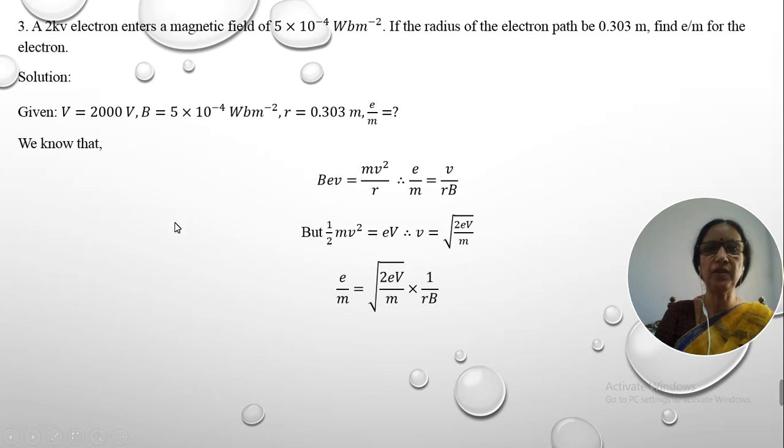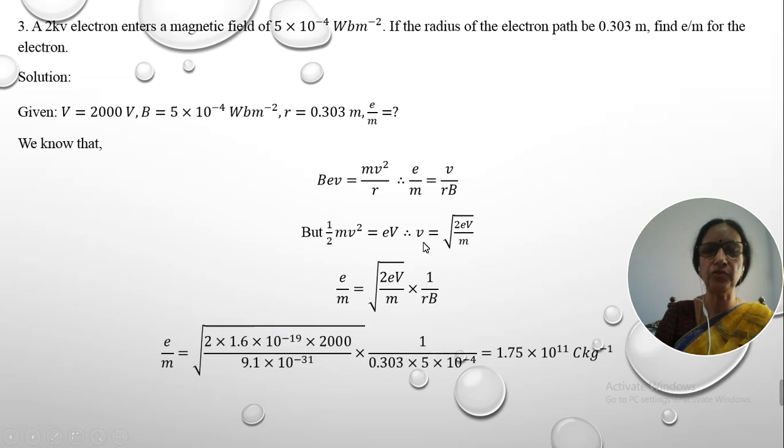Again using a similar type of calculation as in the previous case, because the potential is given and velocity is not mentioned, convert the velocity in terms of potential and substitute it.